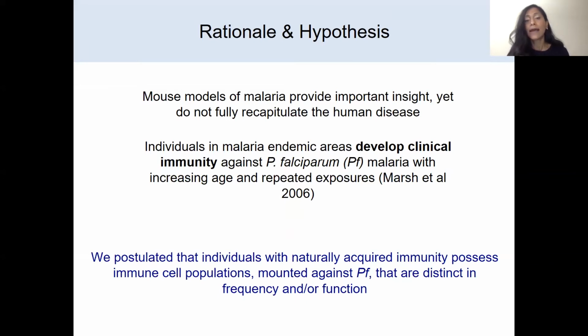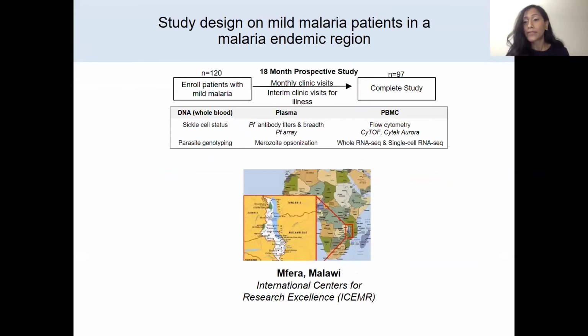So on the next slide, I'm going to introduce you to our cohort of patients that we studied. We did this in collaboration with the International Centers for Research Excellence, ICMR, in Malawi. And in a village in Malawi called Mafera, we enrolled patients who had symptoms of mild malaria. Each of those patients that were enrolled in the study were then longitudinally followed for 18 months. And through active and passive surveillance, we were able to capture each time these individuals had a malaria infection.